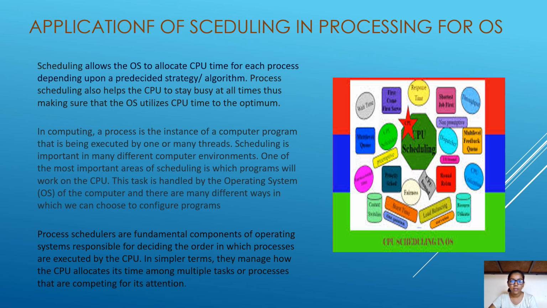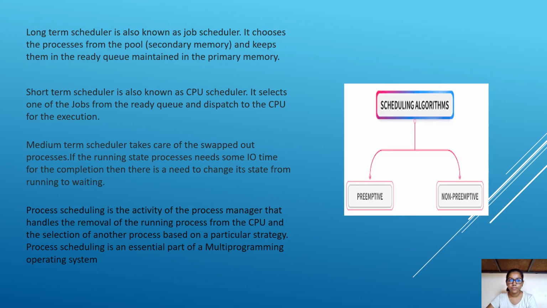Scheduling is important in many different computer environments. One of the most important areas of scheduling is deciding which program will work on the CPU. This task is handled by the operating system, and there are many different ways in which we can choose and configure a program. Processor schedulers are the fundamental components of an operating system responsible for deciding the order in which processes are executed by the CPU. In simpler terms, they manage how the CPU allocates its time among the multiple tasks or processes that are competing for its attention.